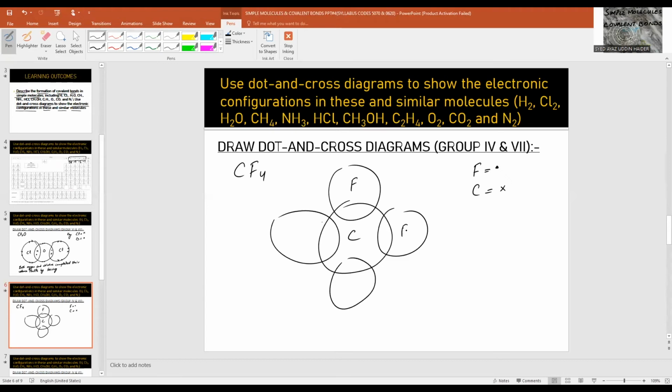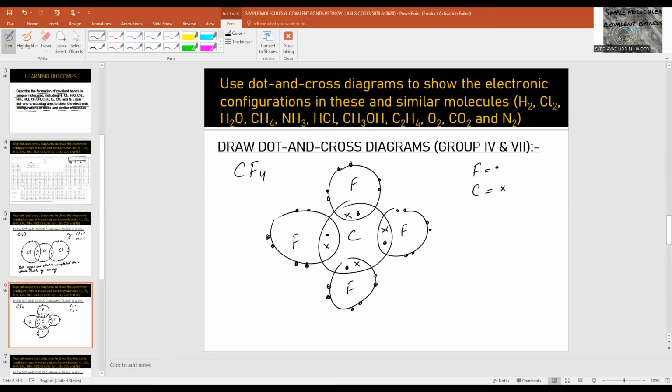Let's write their symbols. First, I'm showing the valence electrons of carbon. It is in group 4, so there must be 4 valence electrons. 1, 2, 3, 4. Fluorine belongs to group 7, so each fluorine will show 7 valence electrons. Let's start with this one. 1, 2, 3, 4, 5, 6, 7 for each of the four fluorine atoms.